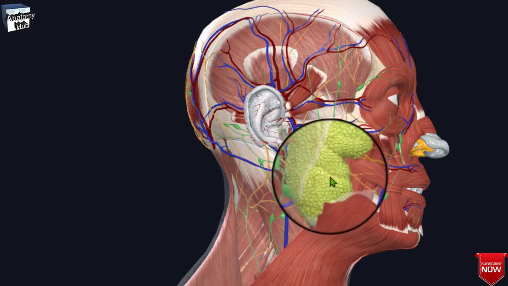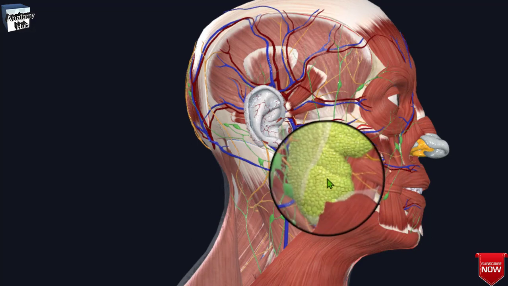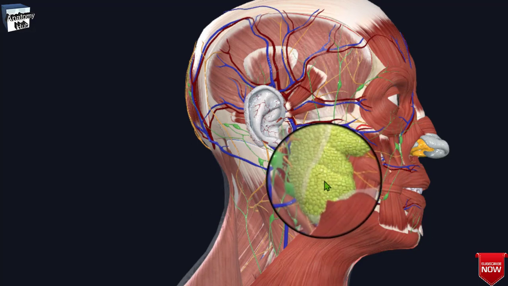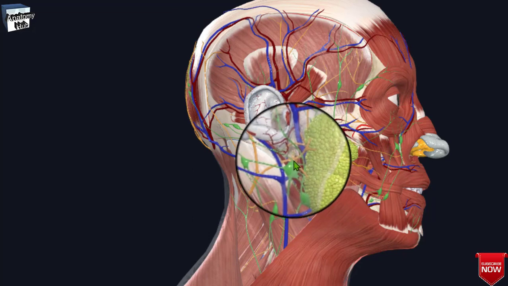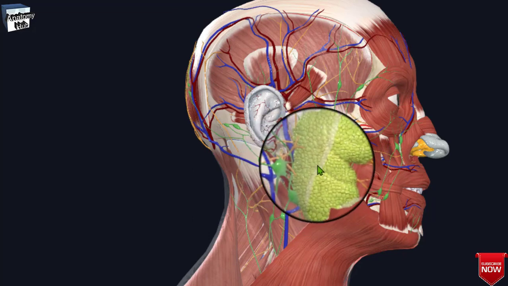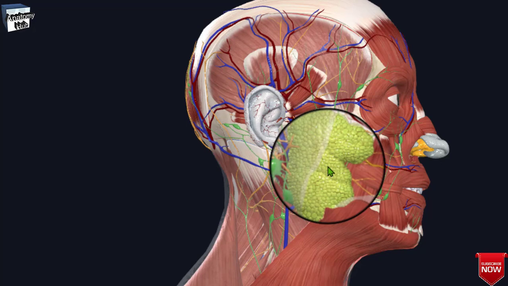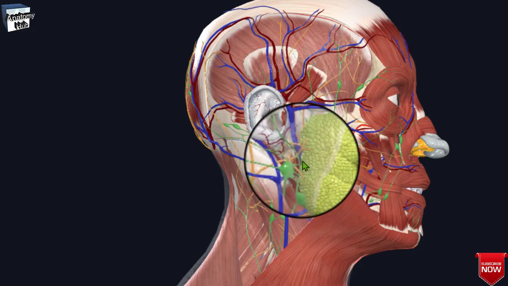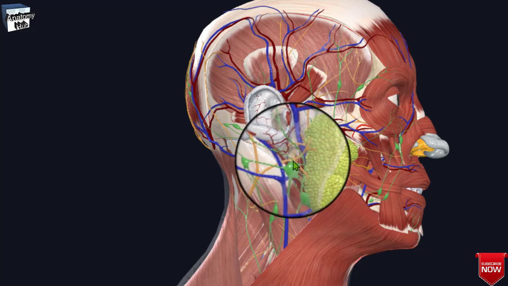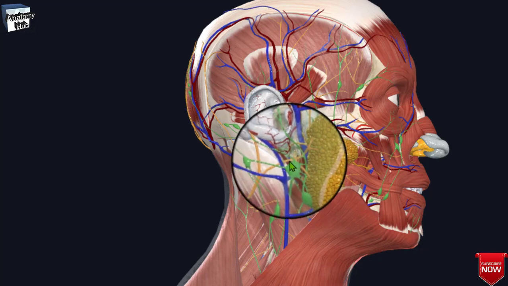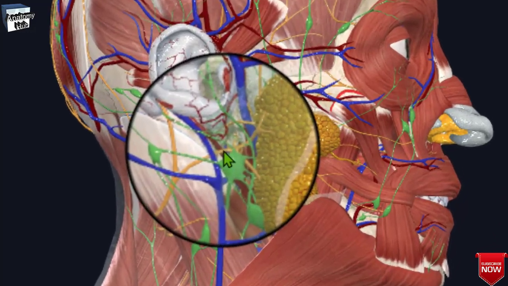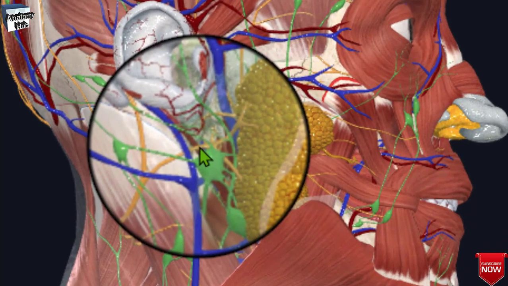Now we will see the structures that pass through the parotid gland. Here you can see the gland is separated into the superficial and the deep lobes by the cranial nerve 7th. This is your 7th cranial nerve, or the facial nerve.